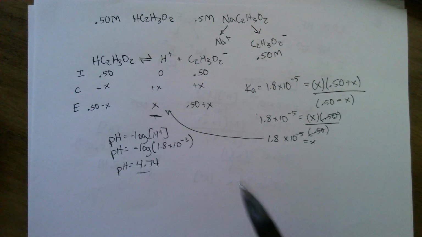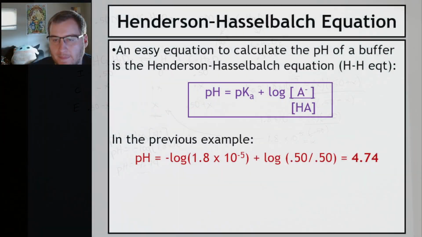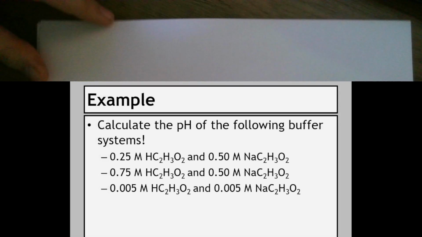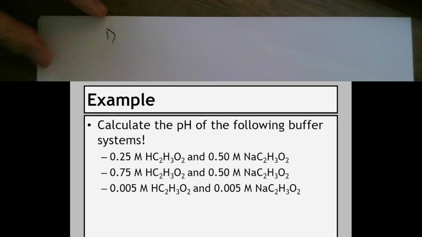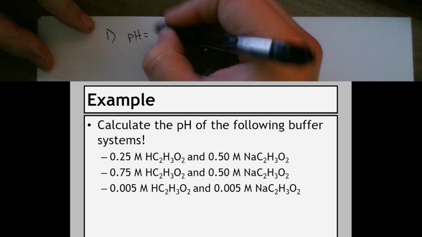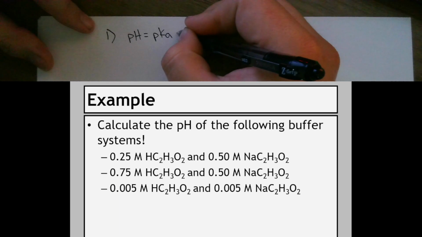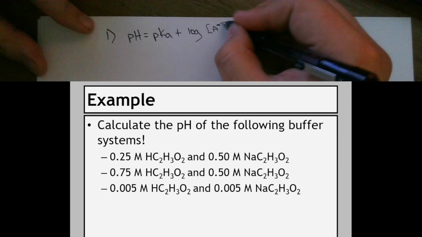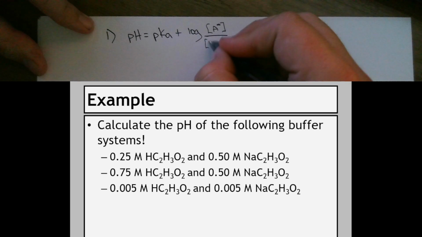So you can solve a buffer problem without doing all this work if we use the Henderson-Hasselbalch equation correctly. Here we have 3 examples to practice this. We're using the same buffer system, acetic acid and sodium acetate. Different concentrations, and we're going to find the pH of each of them easily. So I'm going to do the first one here. I'm going to solve the formula. pH equals pKa plus the log of the anion over the weak acid.